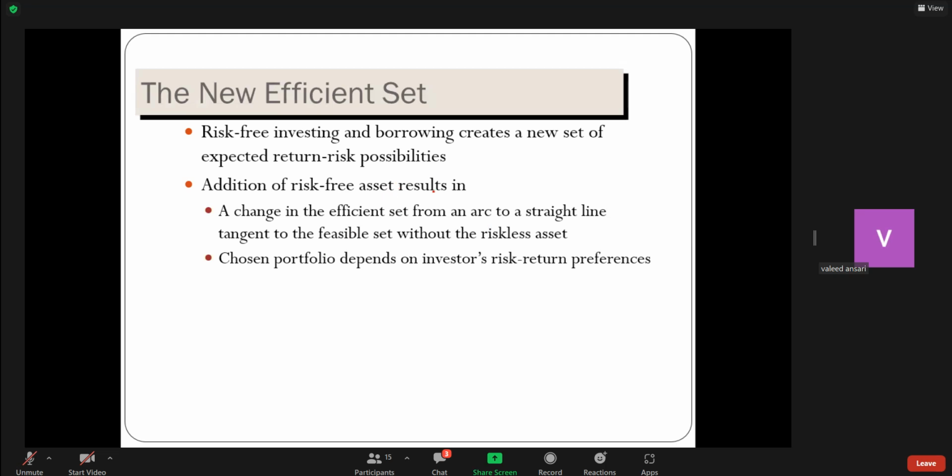Because of the introduction of the risk-free asset, a new set of possibilities emerge. The addition has resulted in a change in the efficient set from an arc to a straight line. Earlier, with risky assets, it was like this. Now it has become a line like this. The return and risk. The chosen portfolio depends on the investor's risk-return preferences.